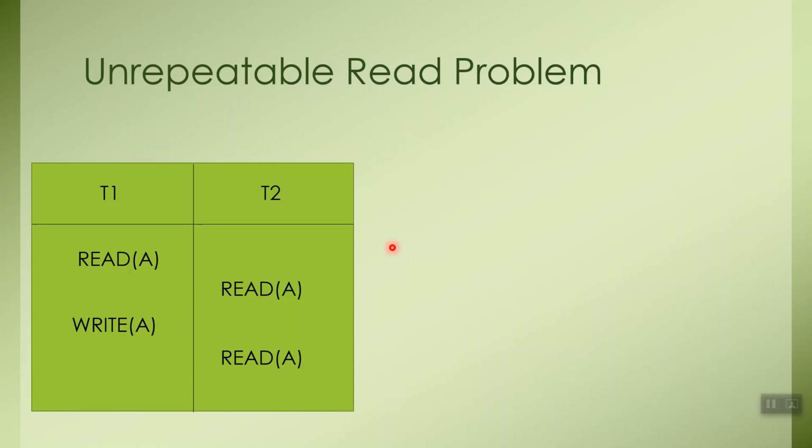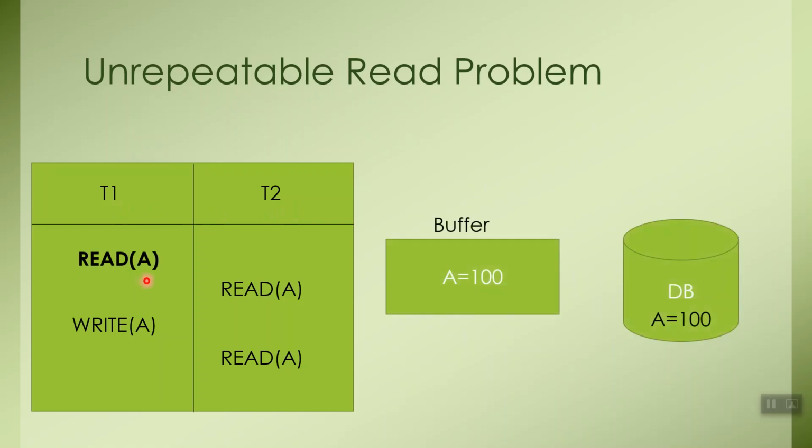So there are two transactions, T1 and T2. Okay, now T1 reads the value of A from the database into the buffer. Initial value of A is 100. Then context switch happens. T2 gets the chance to execute and it reads the value of A as 100 from the buffer. Okay. Again the context switch happens. T1 gets the chance to execute. So it updates the value of A into the buffer as 400.